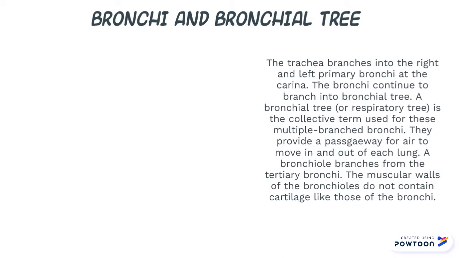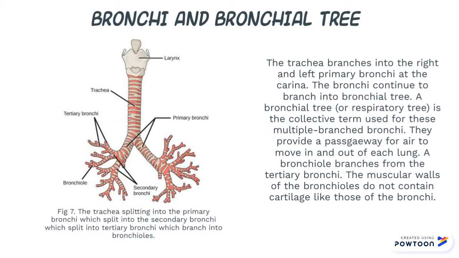The trachea branches into the right and left primary bronchi. The bronchi continue to branch into a bronchial tree. They provide a passageway for air to move in and out of each lung.